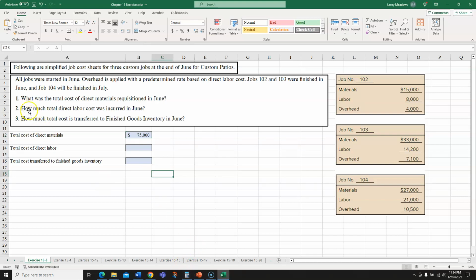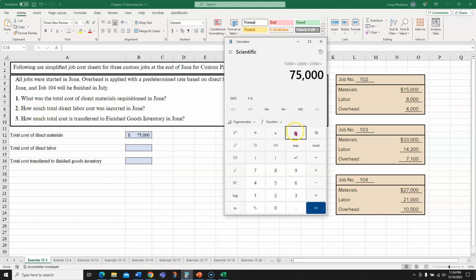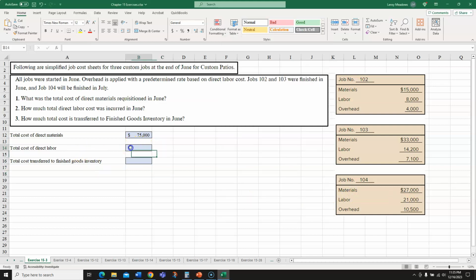Now let's look at question 2: how much total direct labor cost was incurred in June? We'll do the same thing, adding up all the job tickets and all the direct labor costs incurred throughout the month. Job 102 had $8,000, plus job 103 had $14,200, plus job 104 had $21,000 of labor, for a grand total of $43,200.